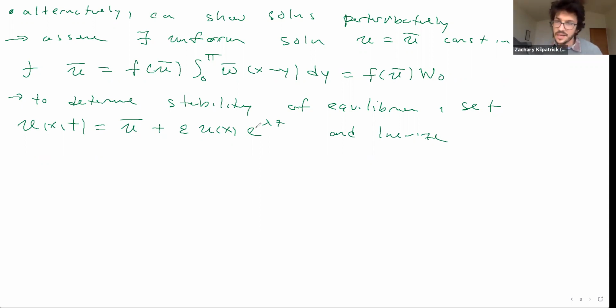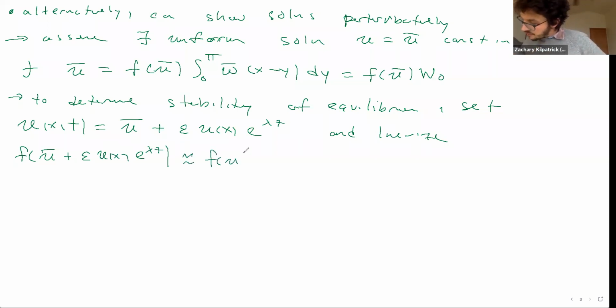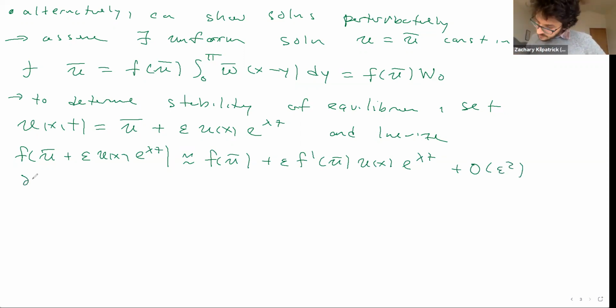So we just have to plug this in and Taylor expand like we have with a lot of different methods, okay? And we take f of U bar plus epsilon U of x e to the lambda t. It's approximately equal to f of U bar plus epsilon f prime of U bar U of x e to the lambda t plus order epsilon squared stuff, okay? dU/dt is equal to epsilon lambda U of x e to the lambda t.